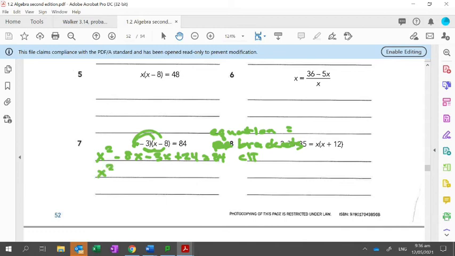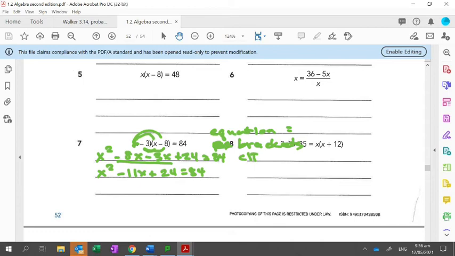So x squared, the two x terms in the middle will combine to make negative 11x, plus 24 still equals 84. Now, the next thing, I forgot fractions, but we didn't have any, so didn't have to worry about it.